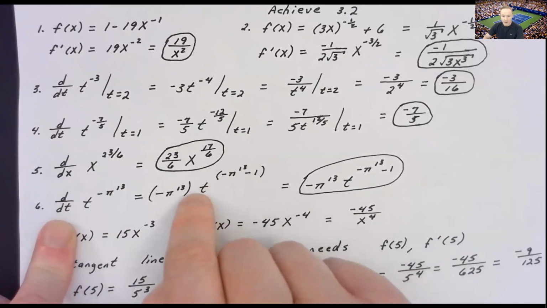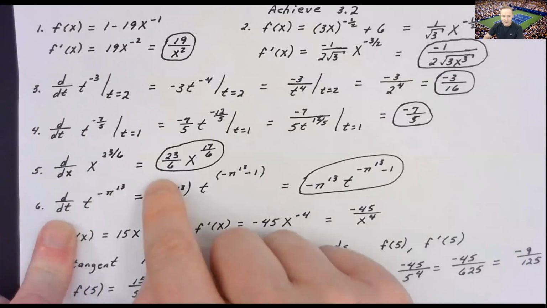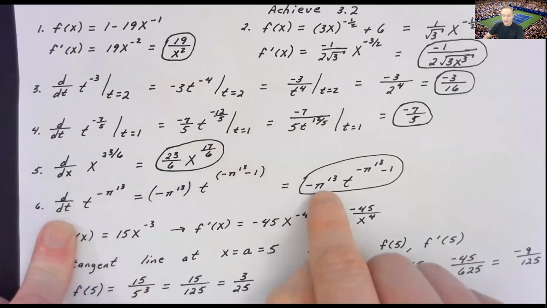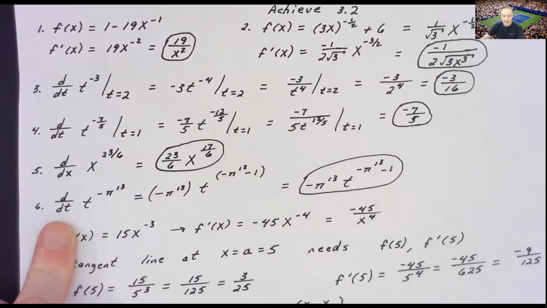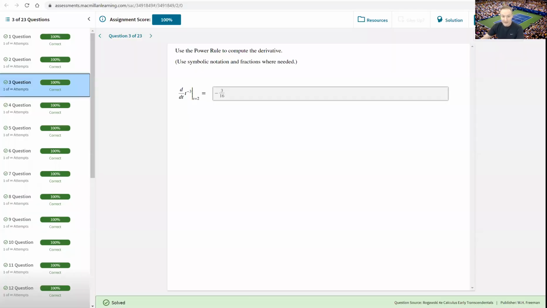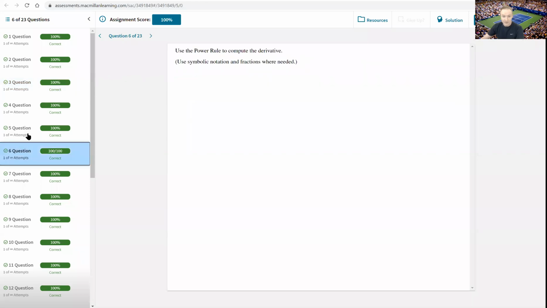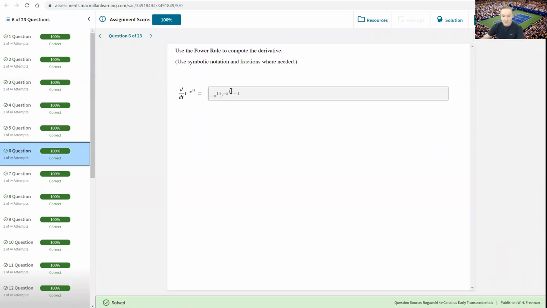I just wanted to show that the parentheses there was unnecessary, and so I wrote it as negative pi to the 13th times t raised to the negative pi to the 13th minus 1 power. And I entered it in Achieve without the parentheses, just like that, and Achieve liked it, no problem at all.